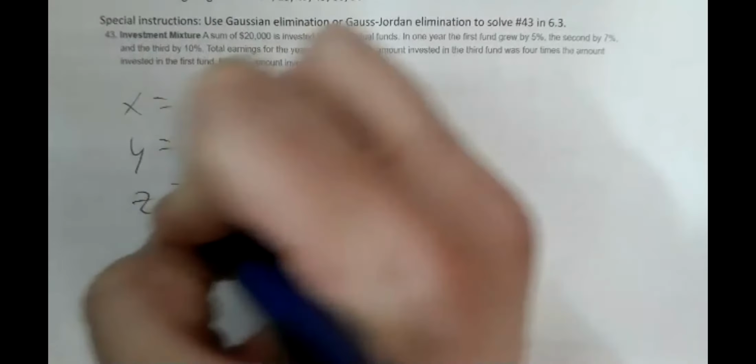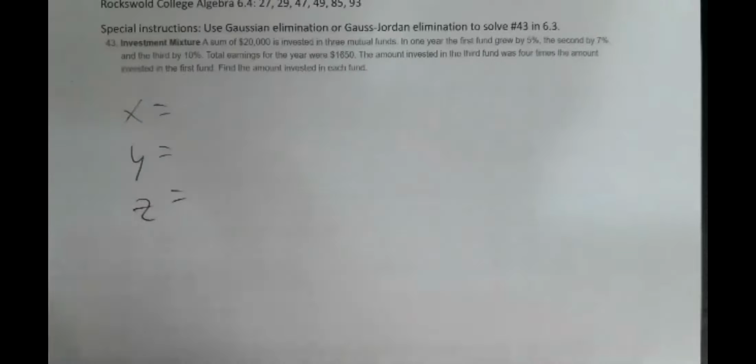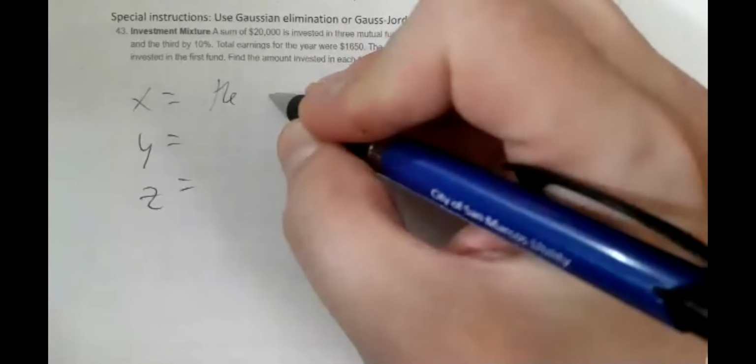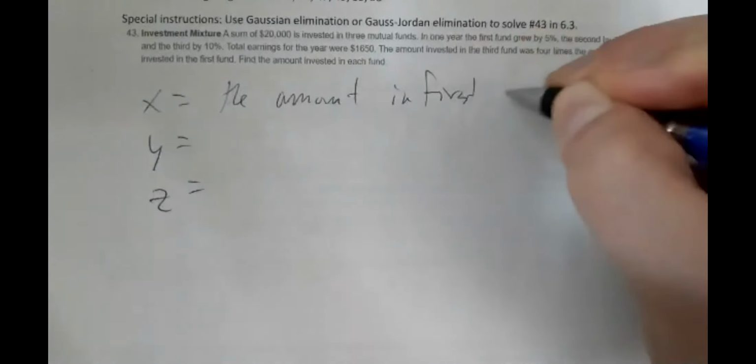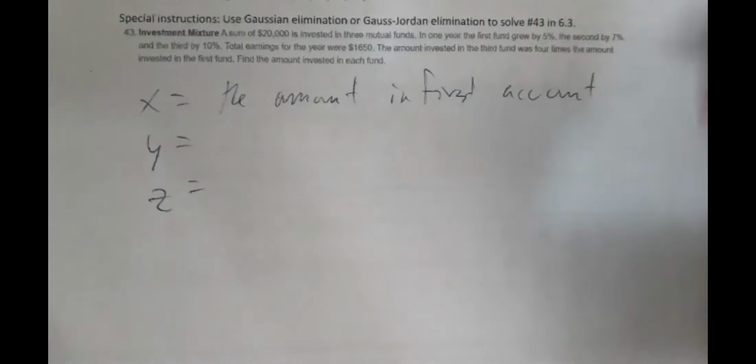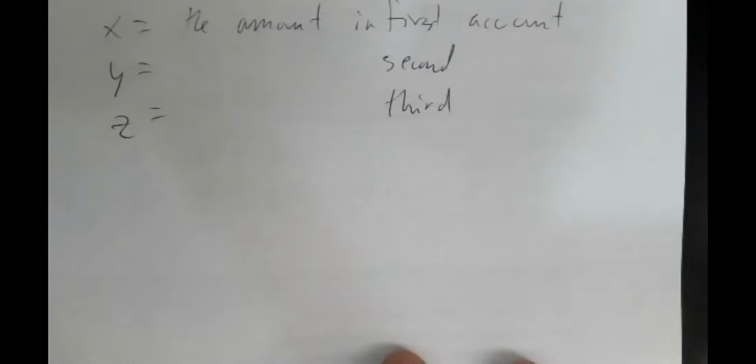So I think we had something very, very similar to this, didn't we? Where we had like 2 funds. Yeah, I think it was the problem with the pool pumps. I think we had this one even before that with 2 variables. So x equals what? The second. A third, right?